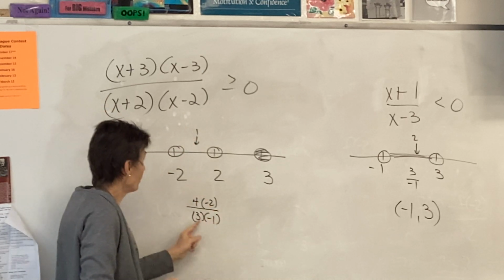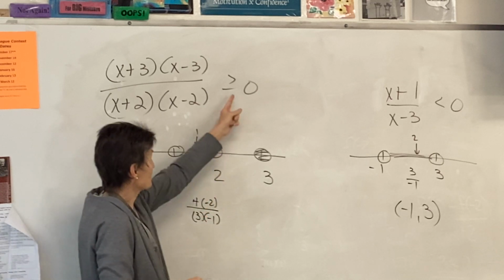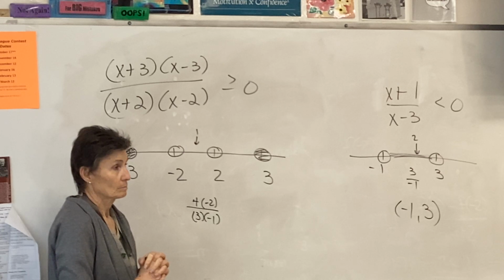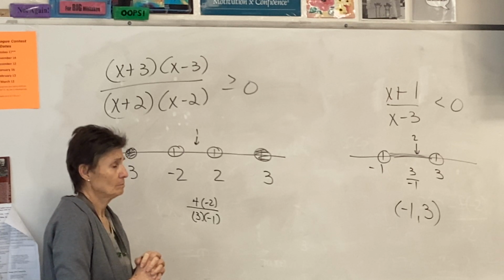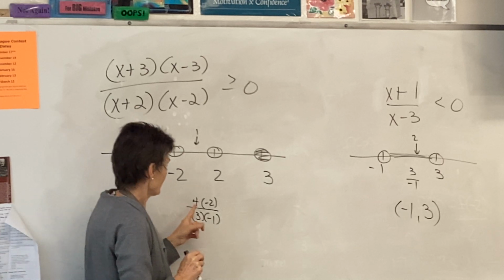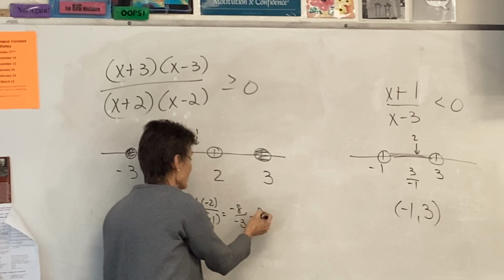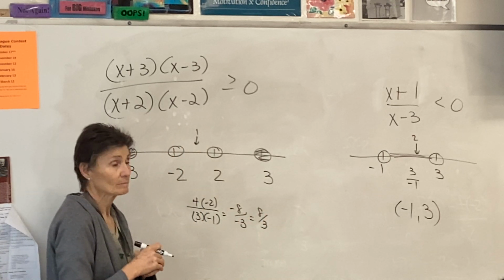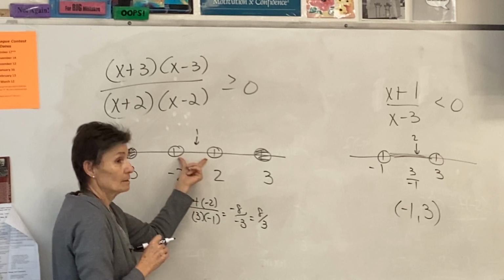Now I wanna know if this answer that I get is bigger than 0. Yes. What's -8 over -3? Isn't that 8/3? Yeah. Is 8/3 bigger than 0? So what does that mean? I'm gonna shade.